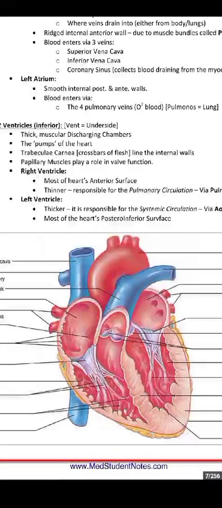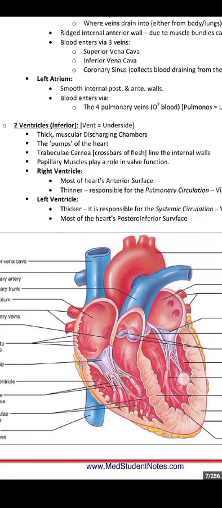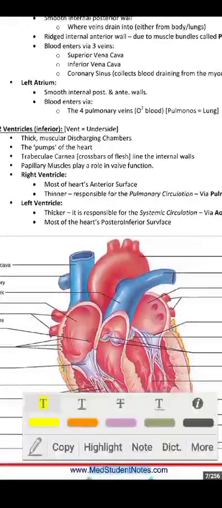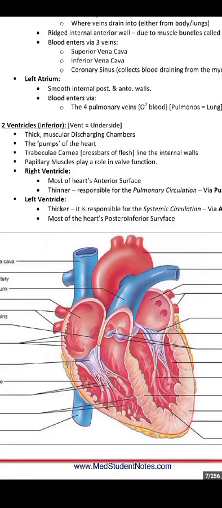Next we want to talk about the two ventricles. So what can you say about ventricles? Vent means underside. To remember, ventricles are the vents seen on the underside of the atriums. They are thick, muscular, and discharging. Atriums are charging, meaning they pressurize blood into the ventricles. So ventricles discharge the pressure that is pumped inside from the atrium.